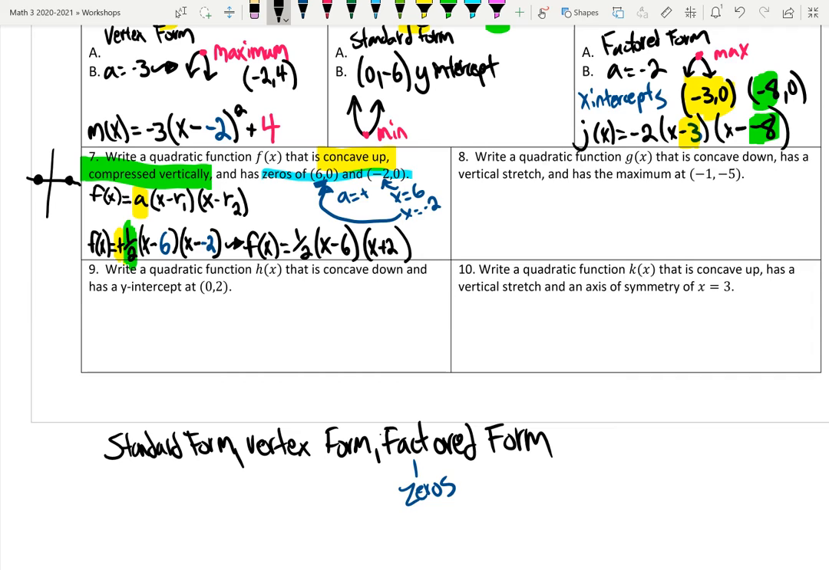Remember, it's about going both ways. Looking at an equation and telling me all about it. And if I give you the traits, it's like, go find me an equation that looks like this.